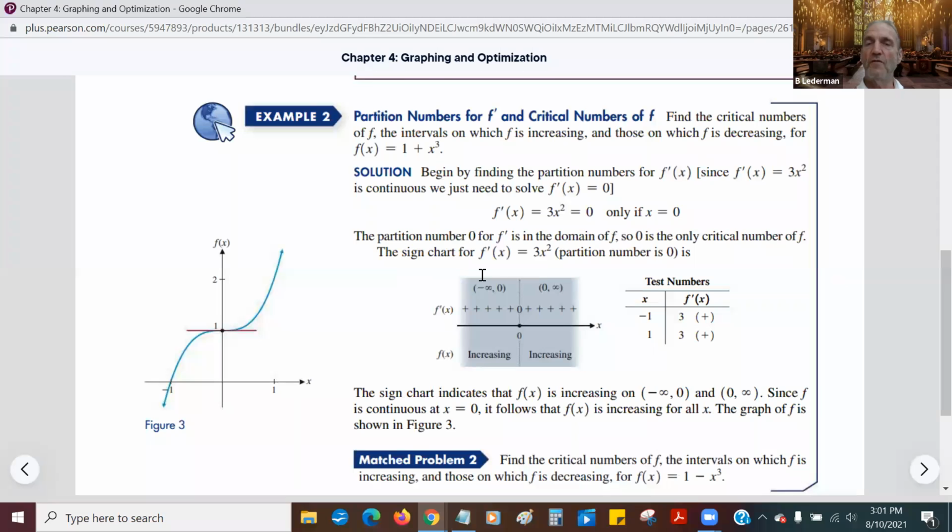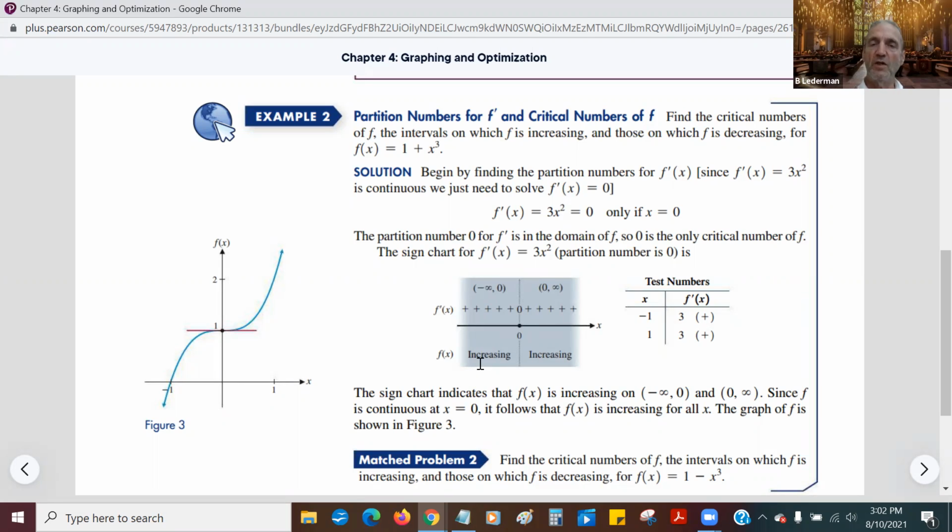Now, a sign chart for f prime, not for f, but f prime. Well, f prime is always positive because it's 3x squared. 3x squared is always positive, whether x is less than 0 or greater than 0. The only time it's not positive is when x equals 0, and it's 0. So it's never negative. It's positive, positive, then it becomes 0, and then it stays positive, positive.